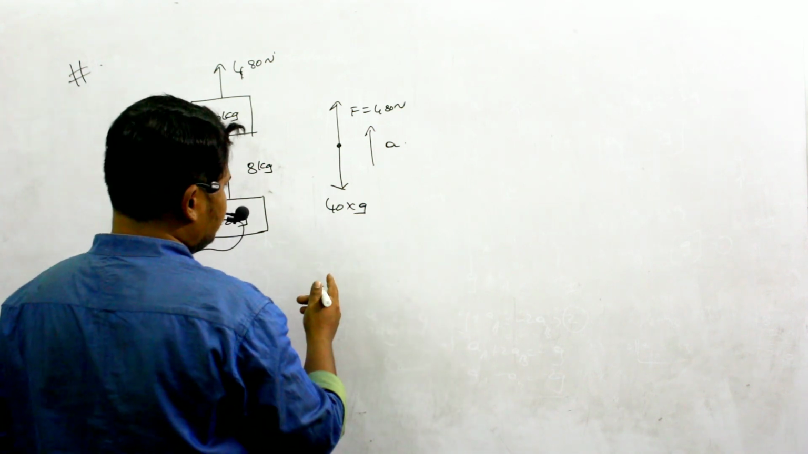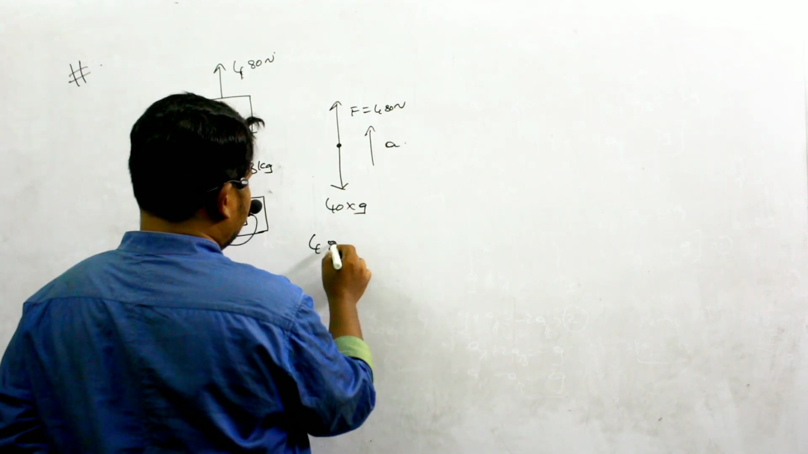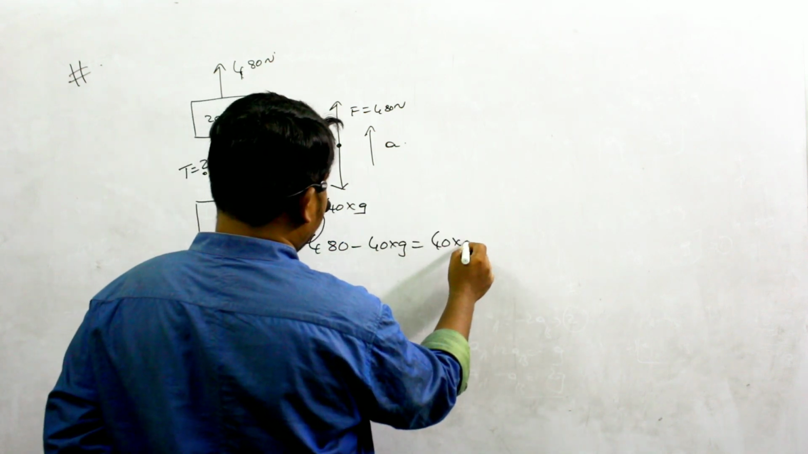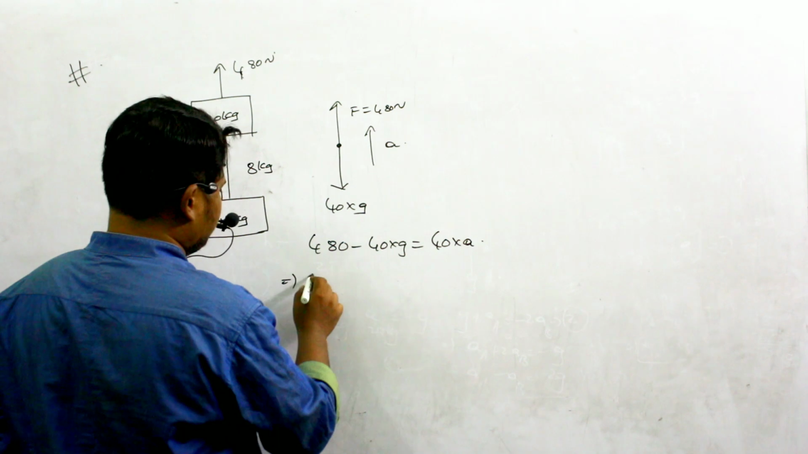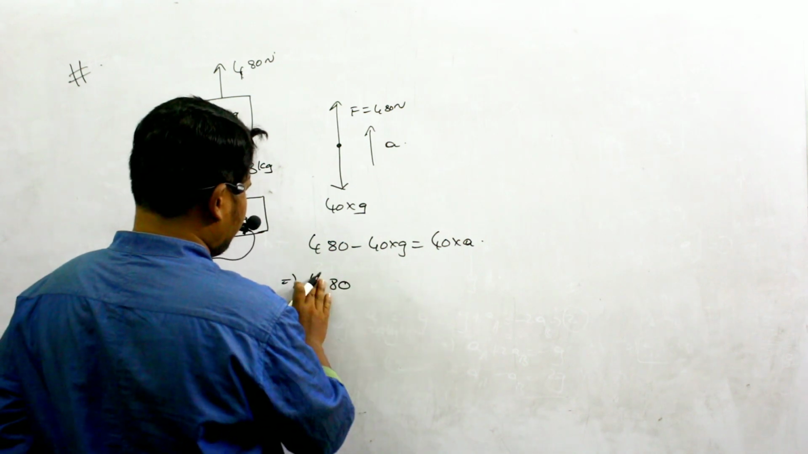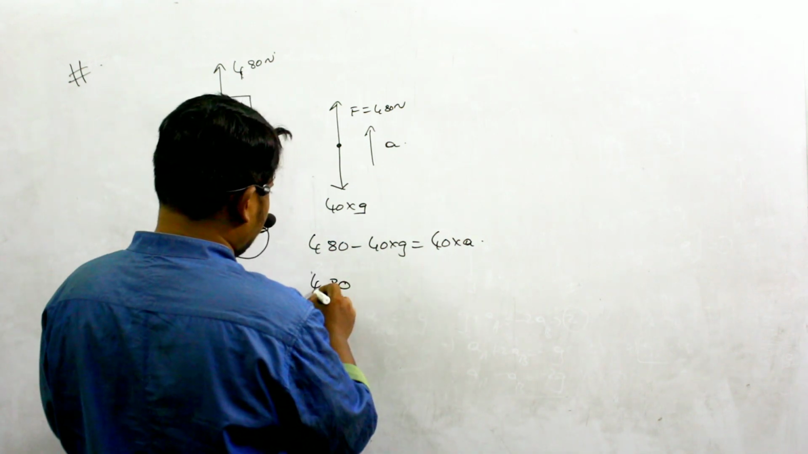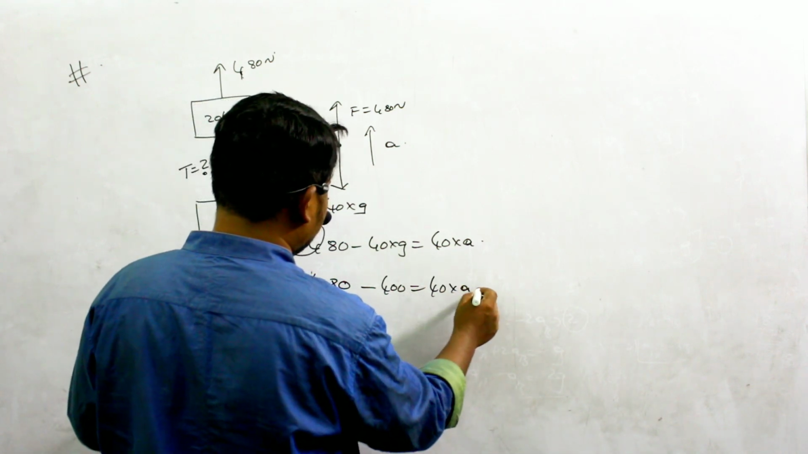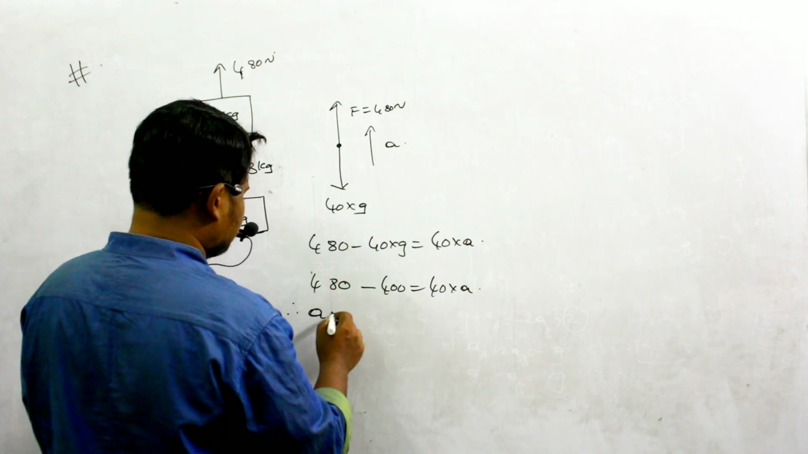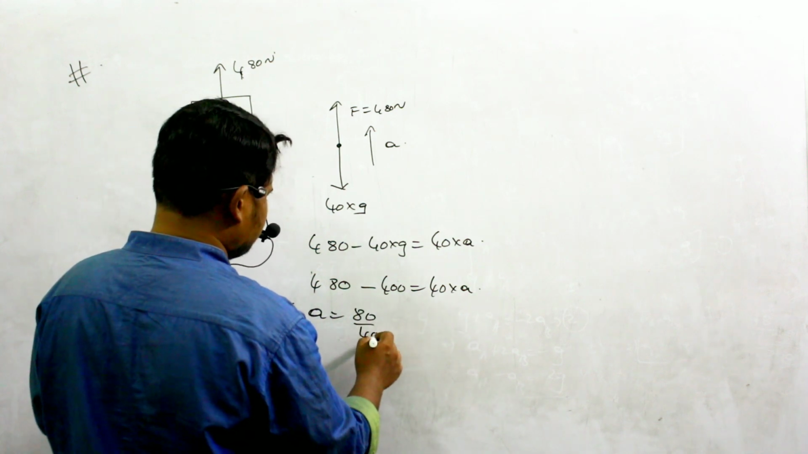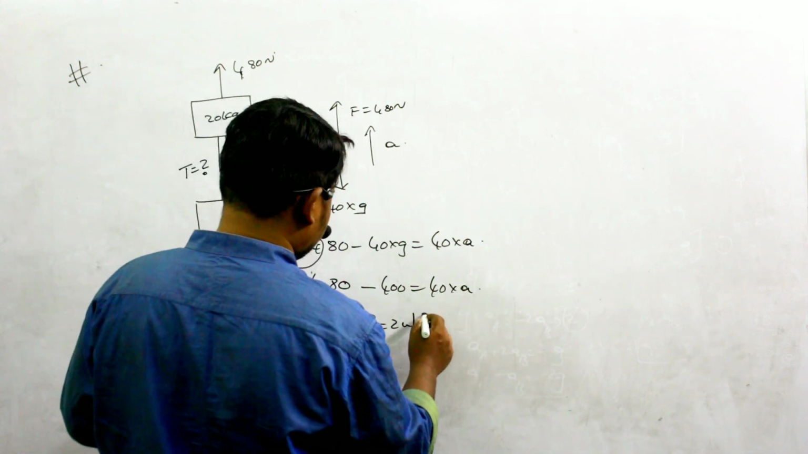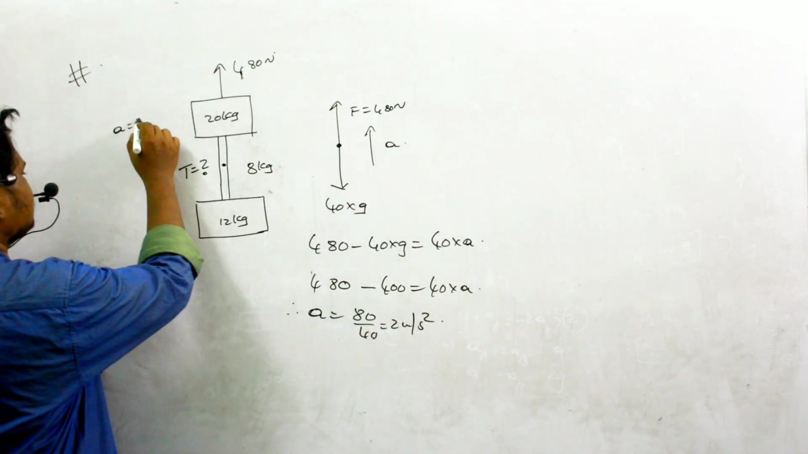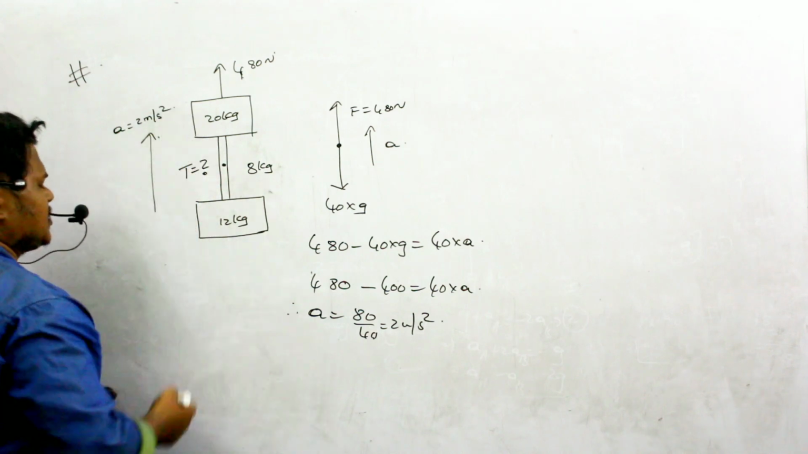So therefore, according to Newton's second law, how can I write? 480 minus 40 into G is equal to 40 into A. So therefore, 480 minus 400 is equal to 40 into A. So therefore, A is equal to 80 by 40 is equal to 2 meters per second square. So it means the total system will accelerate with an acceleration of 2 meters per second square.